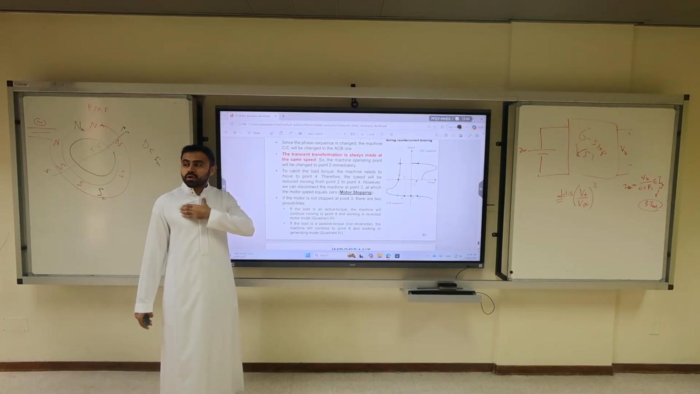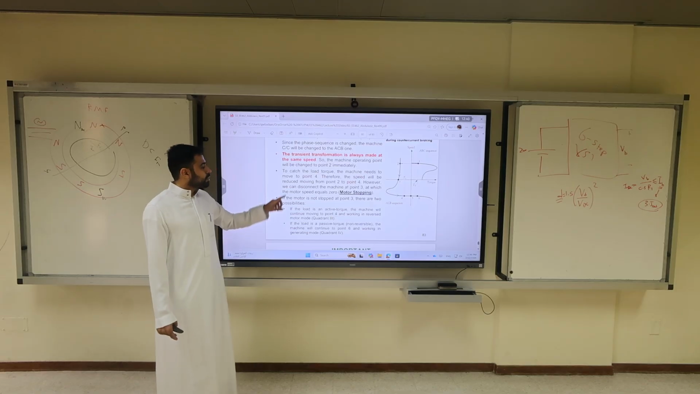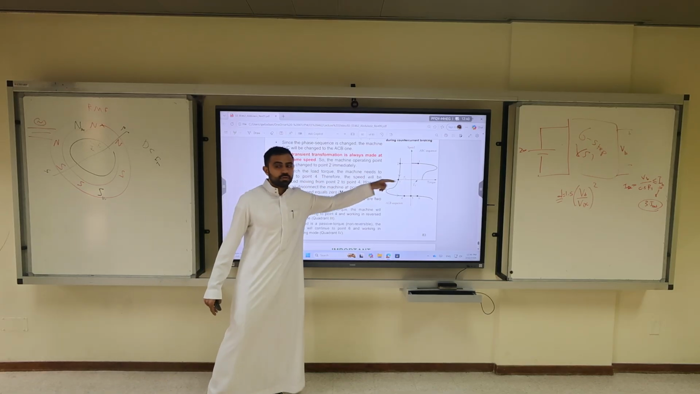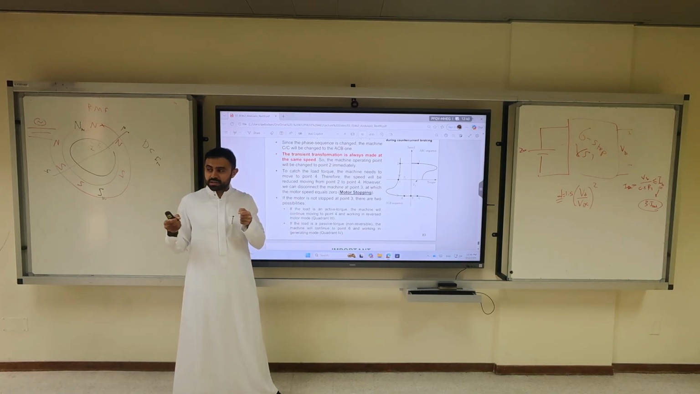However, because our goal is to stop the motor, we can disconnect at point number 3 when the speed becomes 0, just disconnect the supply. Speed 0, no inertia, no movement. It has to be accurate.